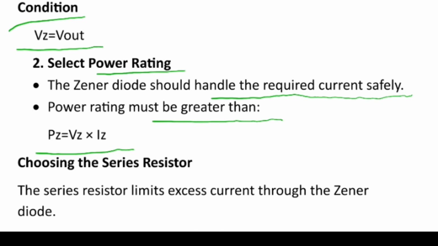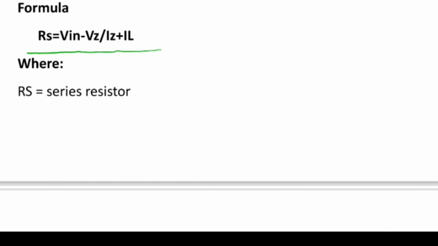We are choosing a series resistor. Why are we choosing the series resistor? In a Zener circuit, the series resistor limits the excess current through the Zener. If you arrange a series resistor, it limits the current, so excess current does not flow through the Zener. This is the formula they are going to represent.